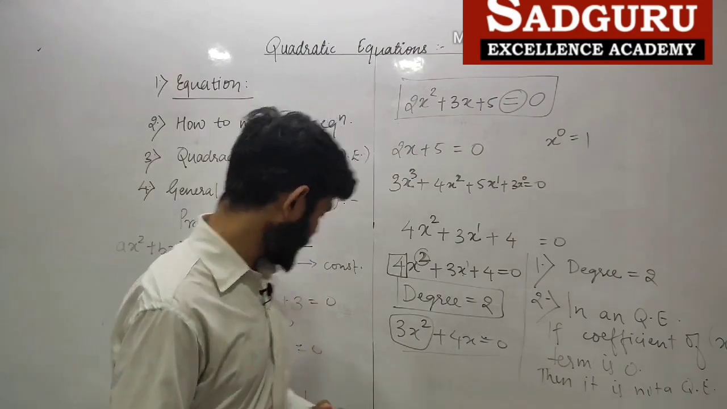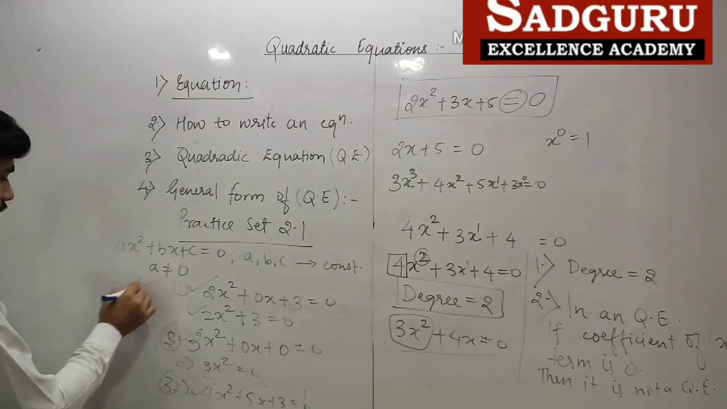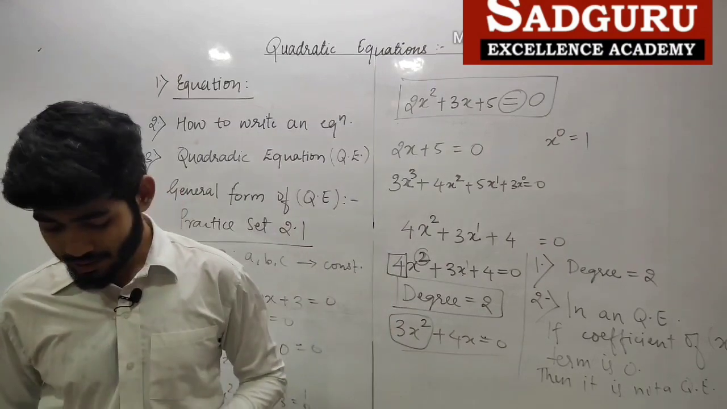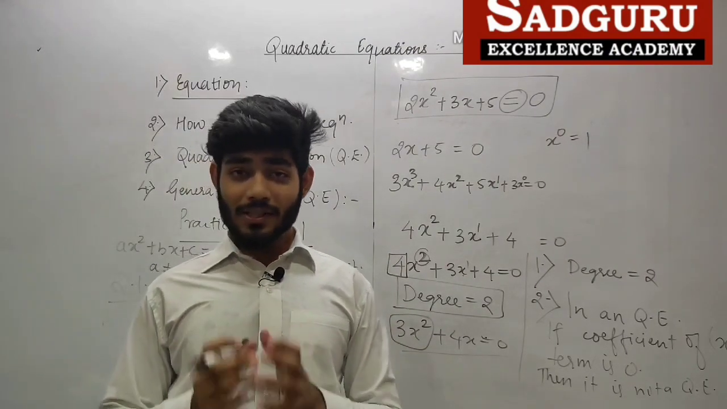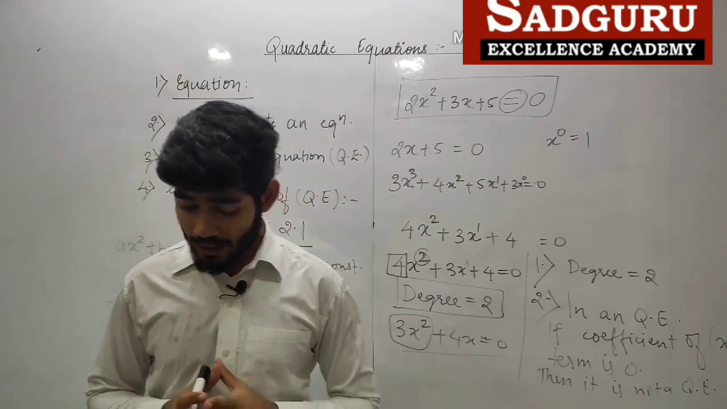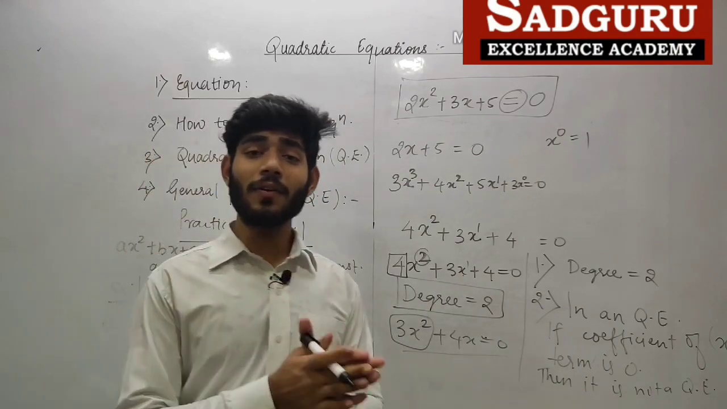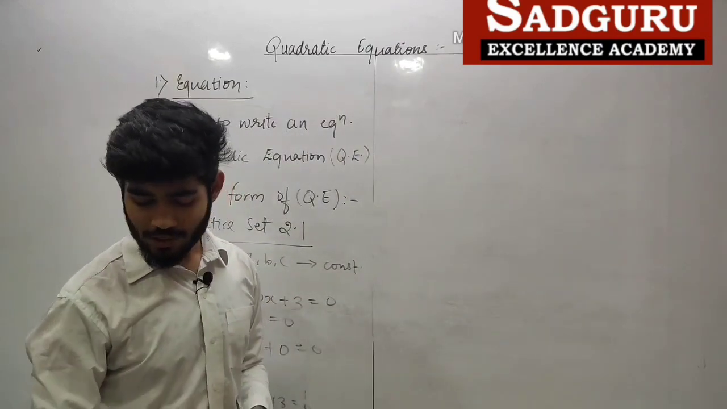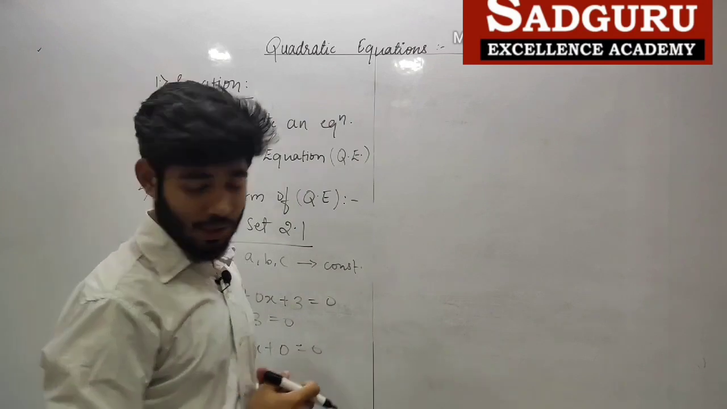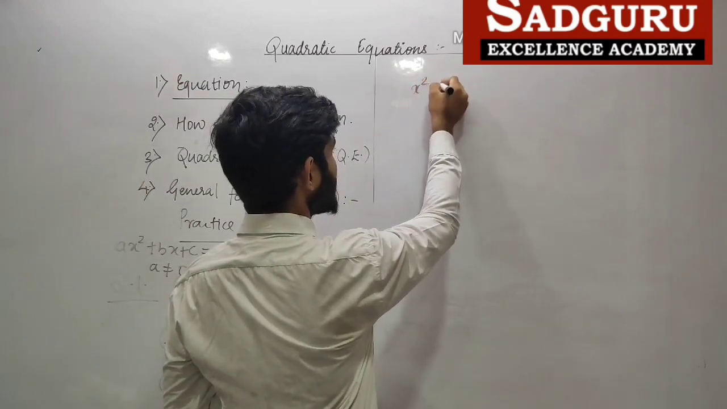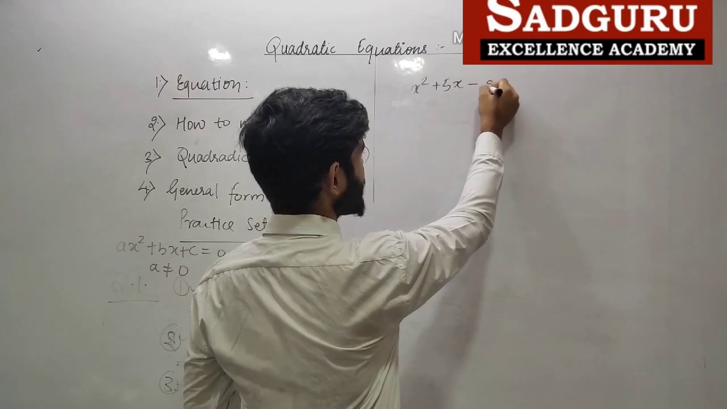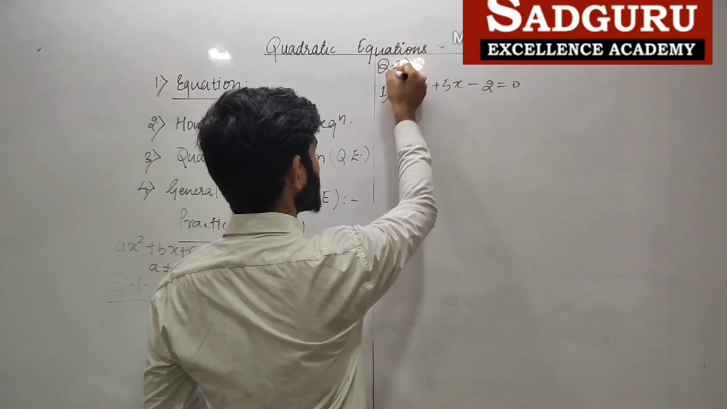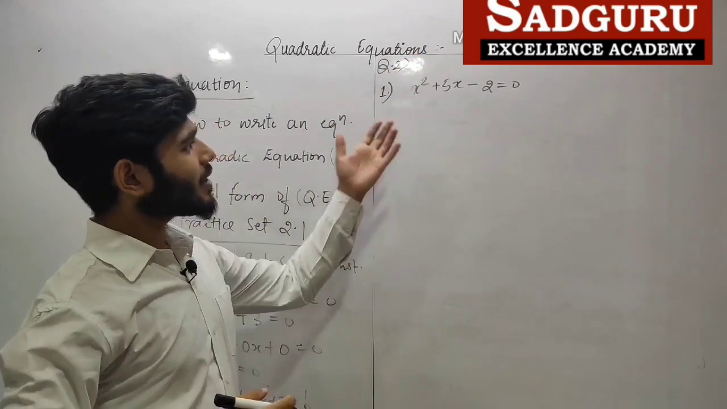This was question number 1. And the second question is: decide which of the following are quadratic equations. So we have to identify which are quadratic equations and which are not. Question 2, first sub-question: x² + 5x − 2 = 0. Is it a quadratic equation?